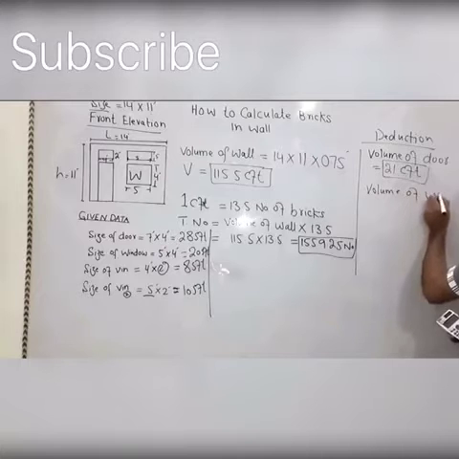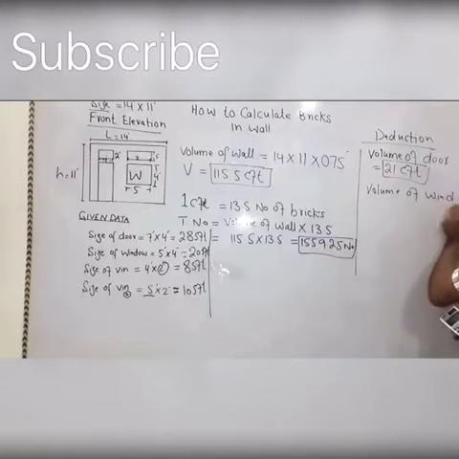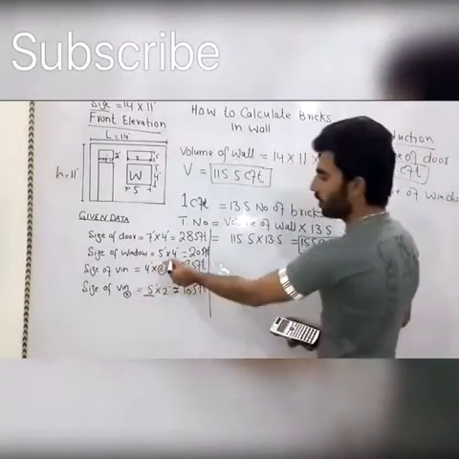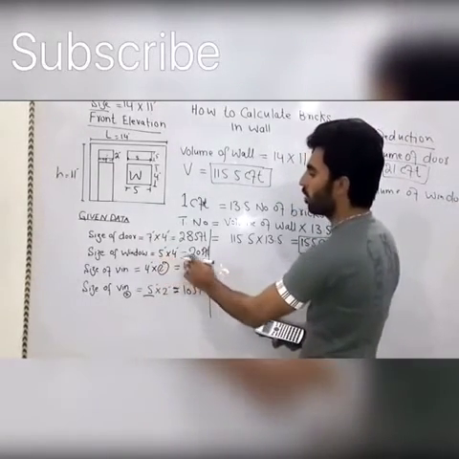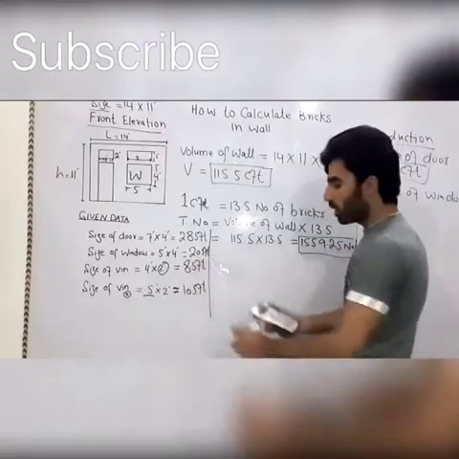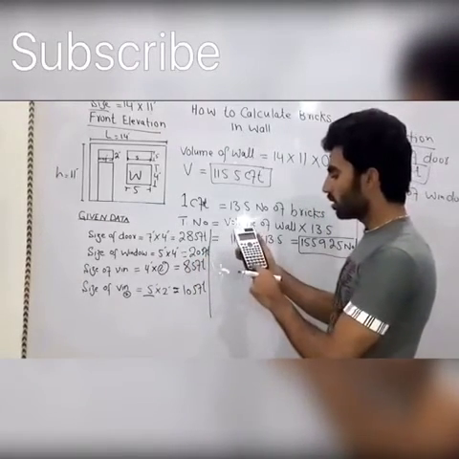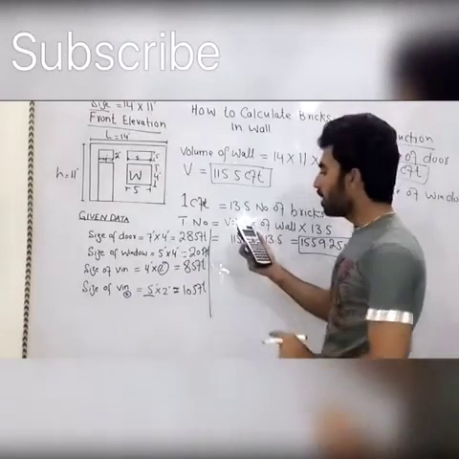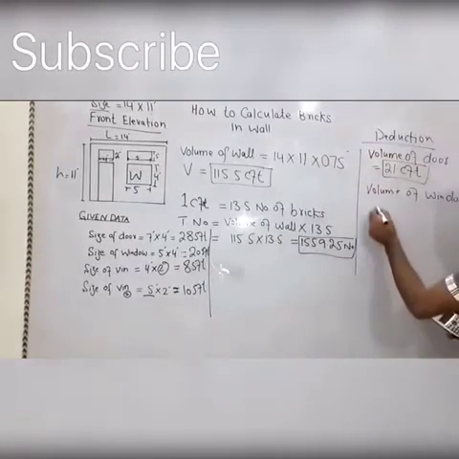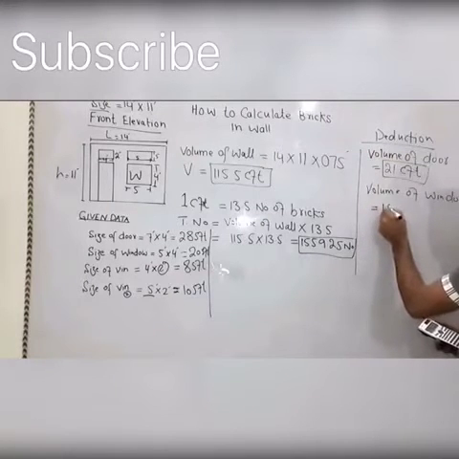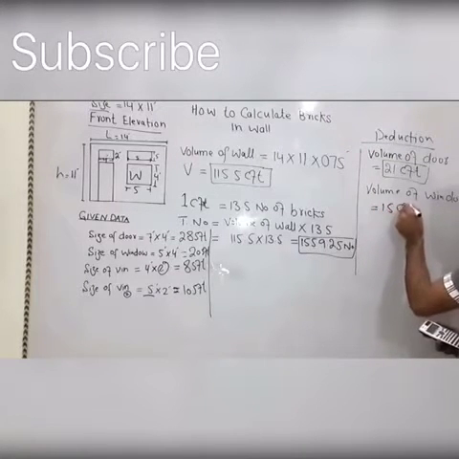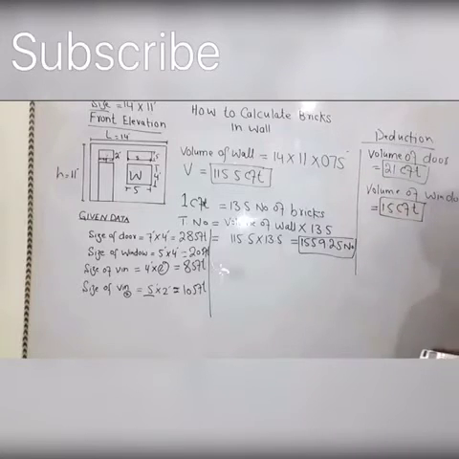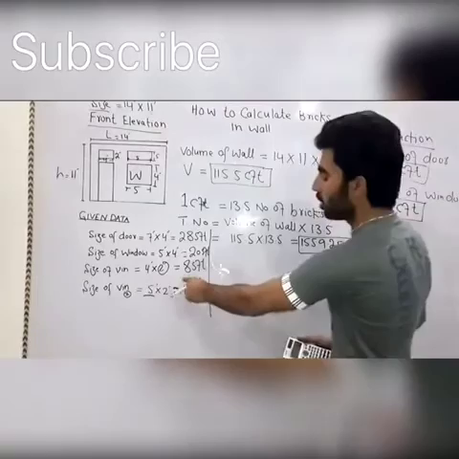Now volume of window. So already you can see here the size of the window is 5 multiplied by 4, so it means 20 square feet. 20 square feet multiplied by 0.75 will give you the answer 15. Okay, so this is 15 CFT, cubic feet. This is for that.